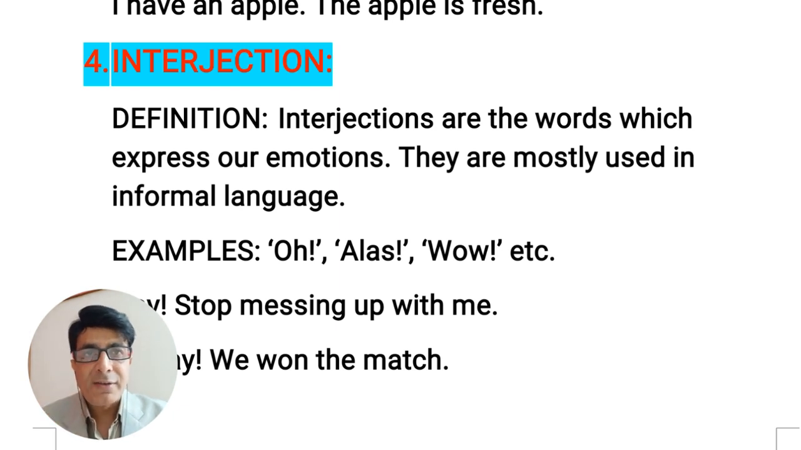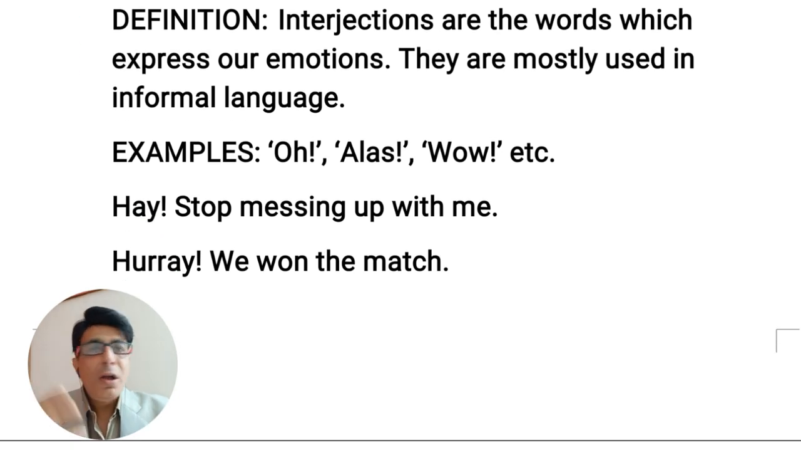This is very interesting, right? Many times in our informal language, in our day-to-day communication, we use these words, but we actually don't know that these are known as interjections. Interjections are the words which express our emotions, right? They are mostly found in informal, personal language. When two friends are talking, you will find these words. The words like oh my God, alas, wow. These words are known as interjections, right?